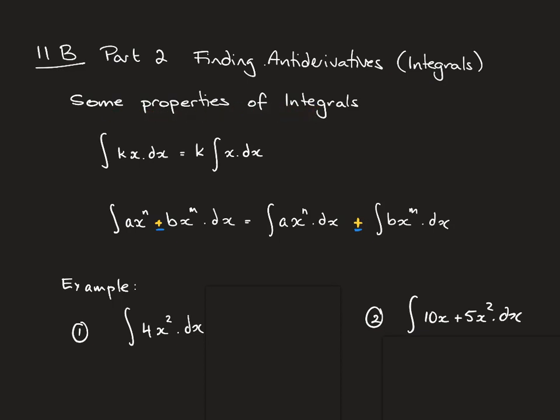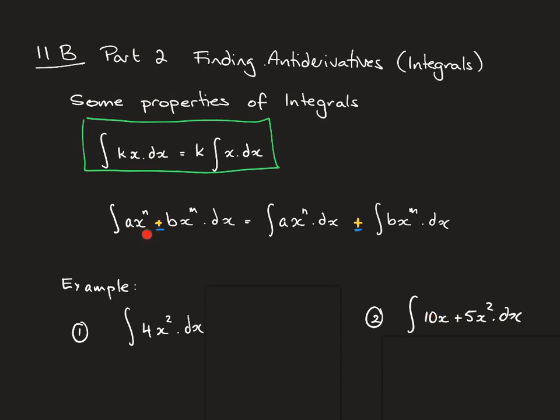Now the first property is probably the most commonly used one, and that's this one here, which basically says if your function has a common factor, in this case k, the answer that you get when you integrate it is exactly the same as if you took the common factor out and integrated just the formula without the common factor. That's what that's saying there, and I'll show you that one in just a sec when we get down here.